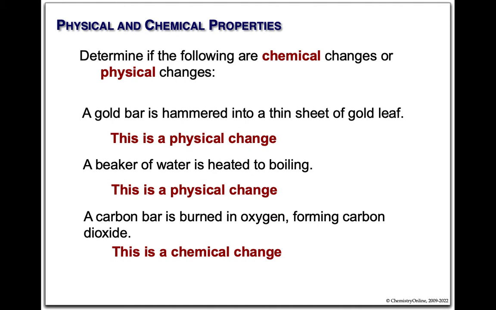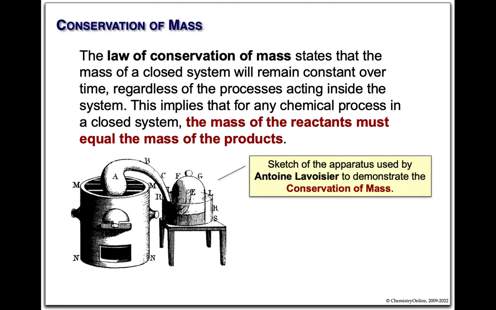Now we talked a little bit about the same numbers and types of atoms on both sides of an equation, right? I also said that the mass was the same on both sides. This is something that was not clear to early chemists. It's called the conservation of mass.